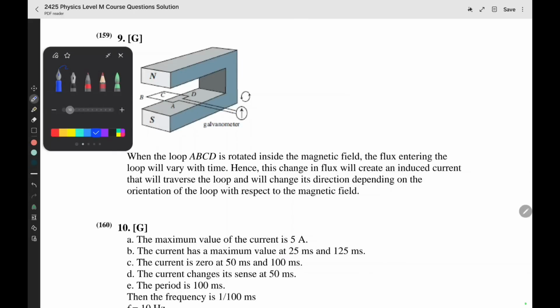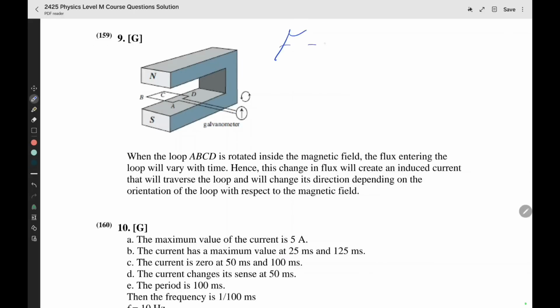Remember, to get an alternating current, F, B, I. You need F and you need B. Okay, anyway. You need a force and you need a magnetic field. That's why you have the coil for the force that you're going to be turning, and you need the magnet for the magnetic field. So when the loop ABCD is rotated, the flux entering the loop will vary with time.